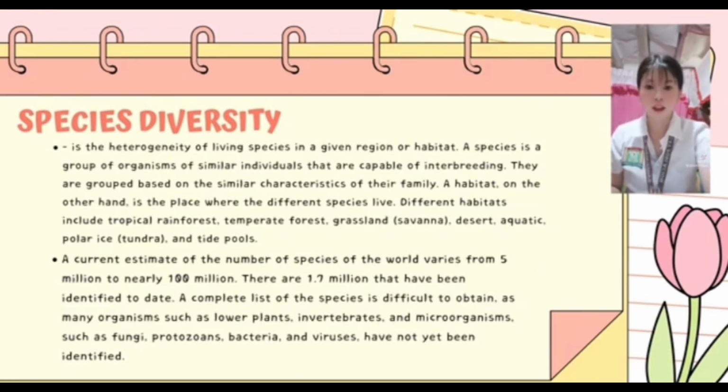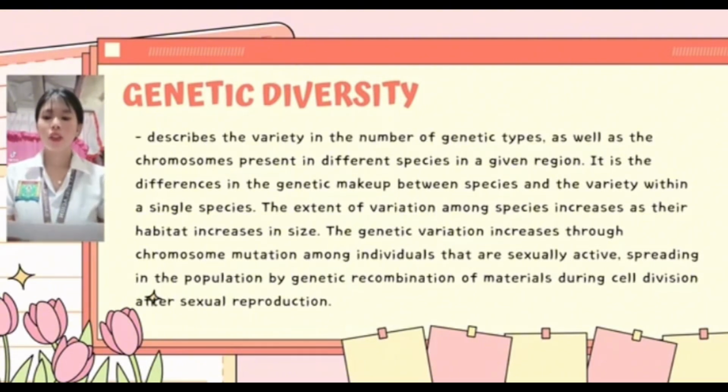Genetic diversity describes the variety in the number of genetic types as well as the chromosomes present in different species in a given region. It's the differences in the genetic makeup between species and the variety within a single species. The extent of variation among species increases as their habitat increases in size. The genetic variation increases through chromosome mutation among individuals that are sexually active, spreading in the population by genetic recombination of materials during cell division after sexual reproduction.